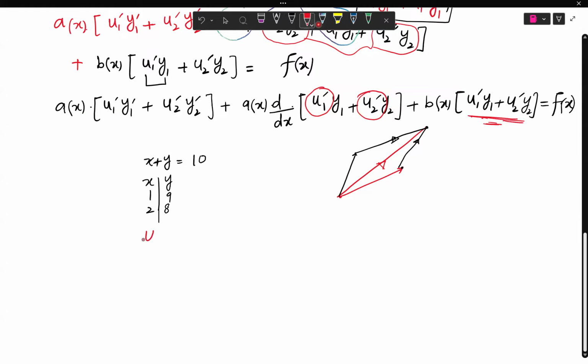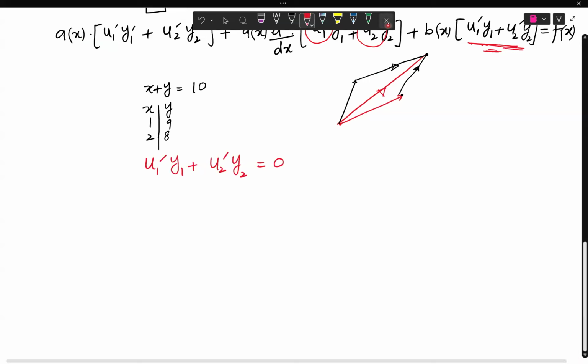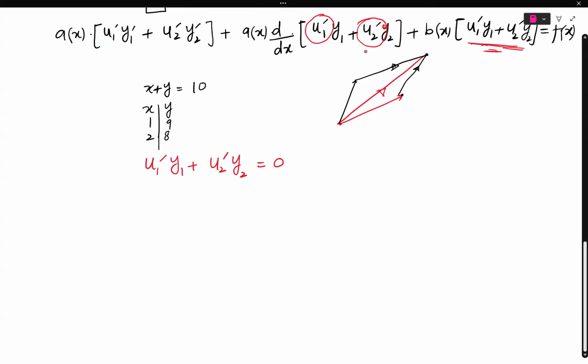So we assume one condition: u1 prime y1 prime plus u2 prime y2 prime, it is equal to 0. This condition generates the other condition by itself, that if this is 0, this will also be equal to 0. And then we have the remaining condition as a of x times u1 prime y1 prime plus u2 prime y2 prime, and it is equal to f of x. So we have generated the second condition.